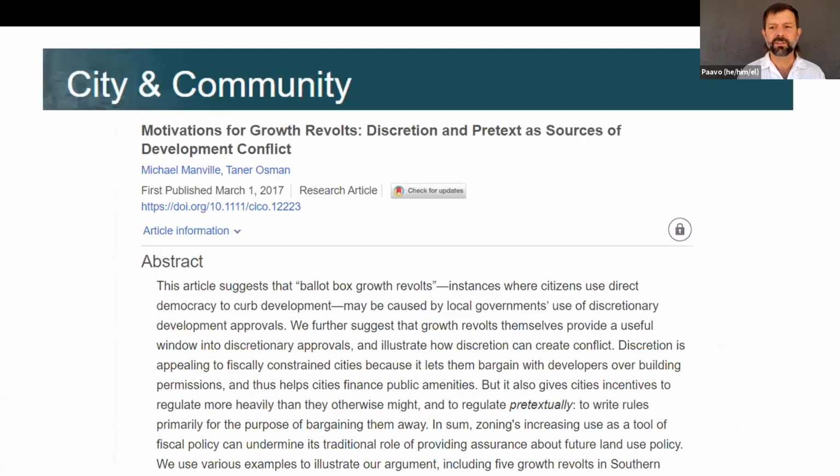If you're interested in this topic, I highly recommend this paper by my colleagues, Michael Manville and Tanner Osman. They argue that many zoning rules are pretextual, which means they function only as a barrier to development that needs to be bargained away. It's a block that requires developers to come to the city in order to remove it, and then a negotiation happens. In the case of Los Angeles, a lot of these are just rules that were never changed from the past, but perhaps some of the newer rules are pretextual in their enactment.